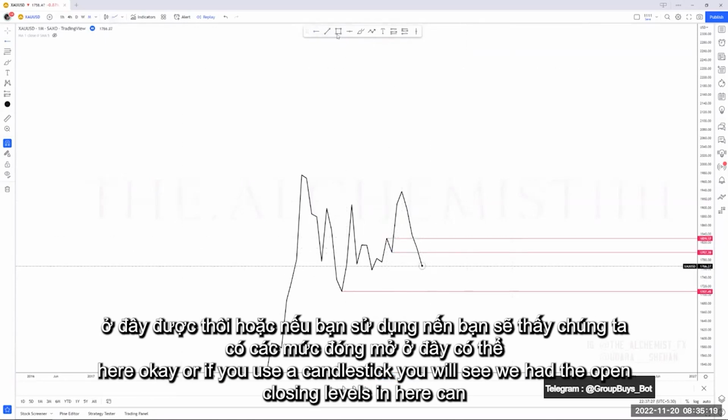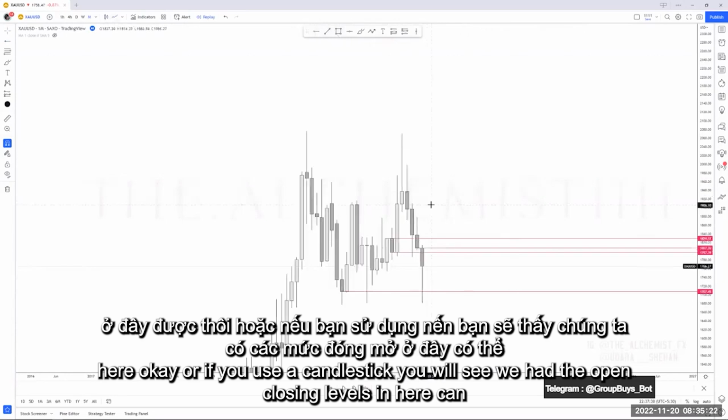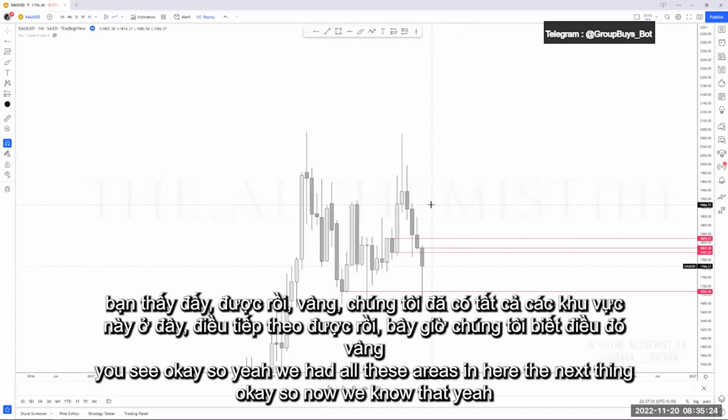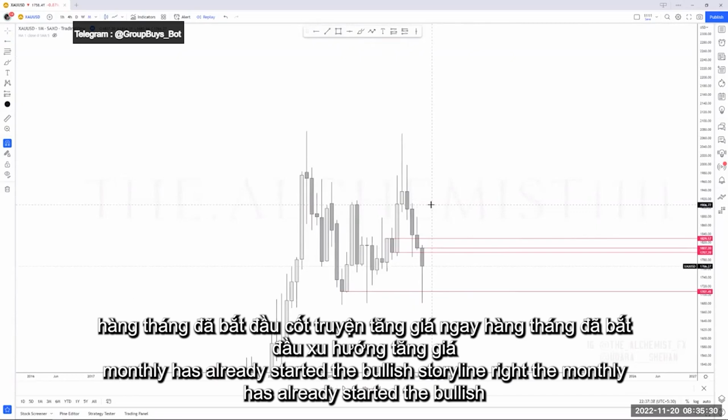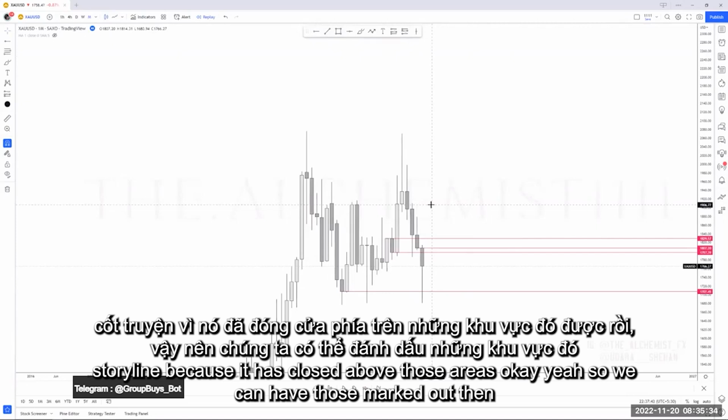Or else, if you use a candlestick, you will see we had the open and closing levels in here. Can you see that? We had all these areas in here. Now we know that monthly has already started the bullish storyline, because it has closed above those areas. So we can have those marked out.